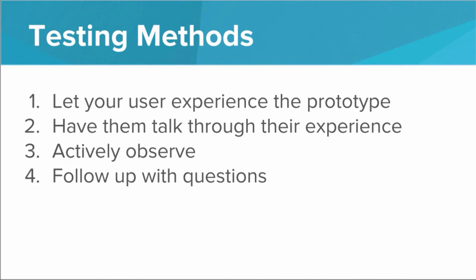Next, we want to actively observe. Write down everything they're doing. Write down their feelings, their thoughts, their questions, how they're using the prototype, things you didn't expect. We want to observe how the user interacts with the prototype.